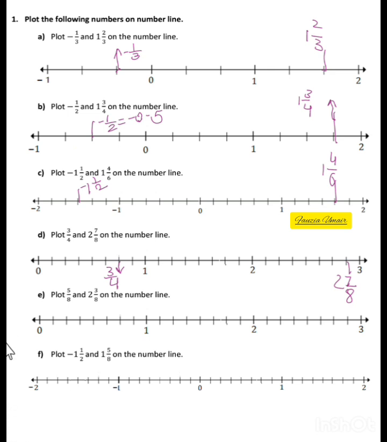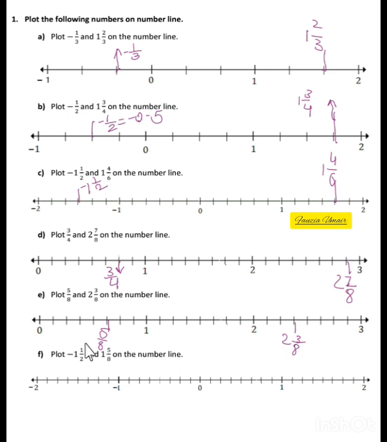So next is 5/8. 5/8 is between 0 and 1 and there are 8 parts. So 1 2 3 4 5, this is the point where 5/8 will be plotted. Then 2 whole 3/8. So this is 2 wholes, 1 2 3. So this is 3/8, 2 wholes 3/8.